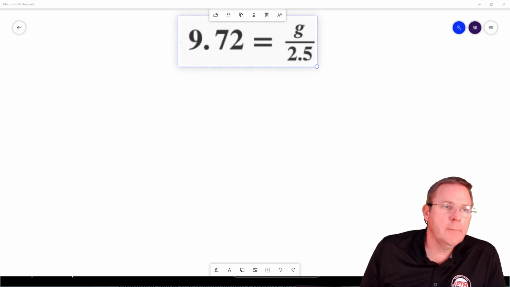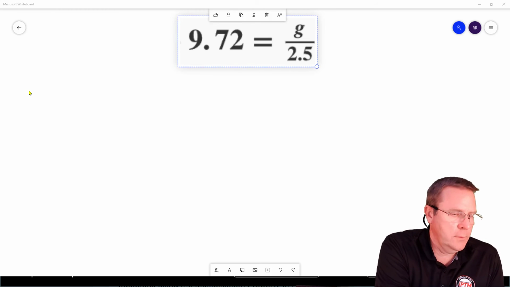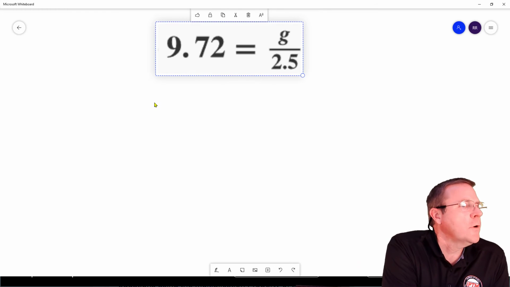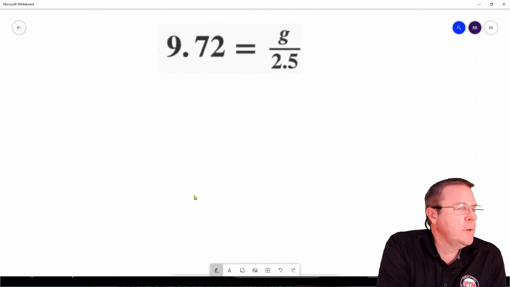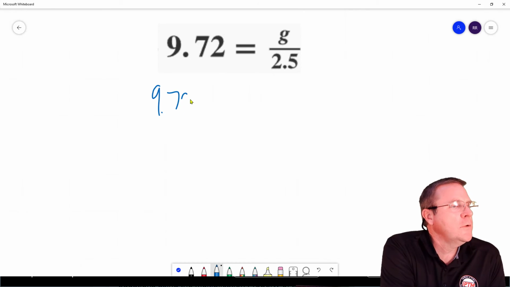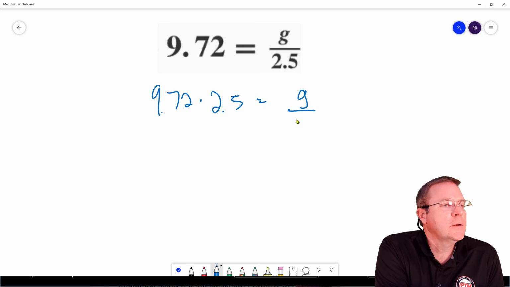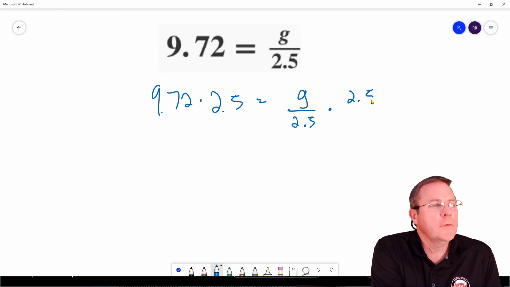So my first step, get my cursor working over here. I'm not sure why I quit. Hold on. Alright, we have it going on here. So I'm going to get my pen going. 9 72/100 times 2.5 on the left is equal to g divided by 2.5 times 2.5 on the right.